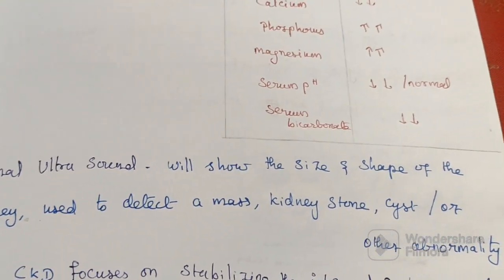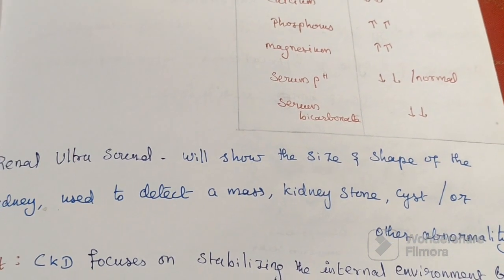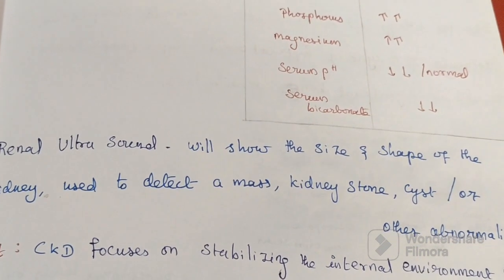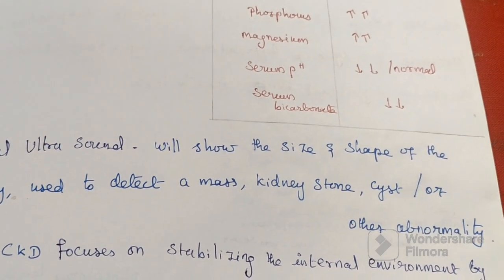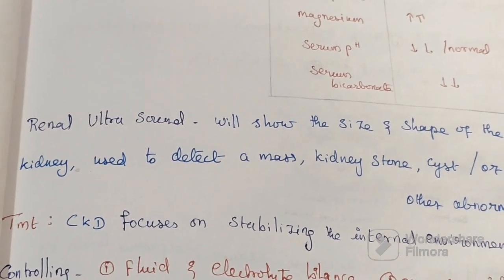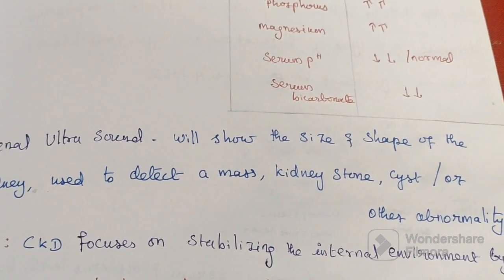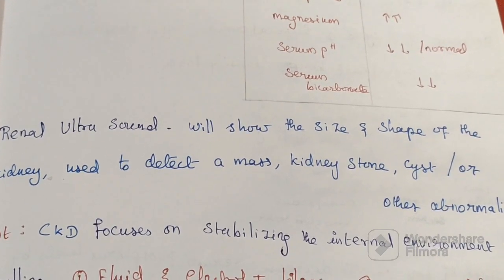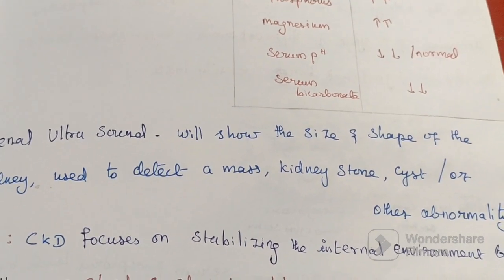A renal ultrasound shows the size and shape of the kidney and is used to detect a mass, kidney stone, cyst, or other abnormalities.